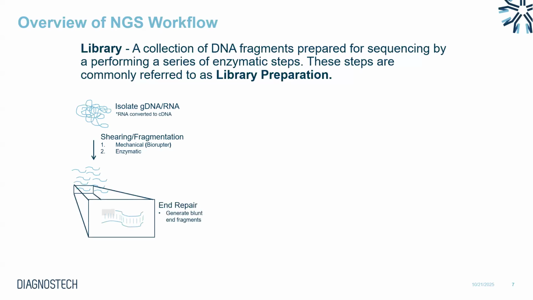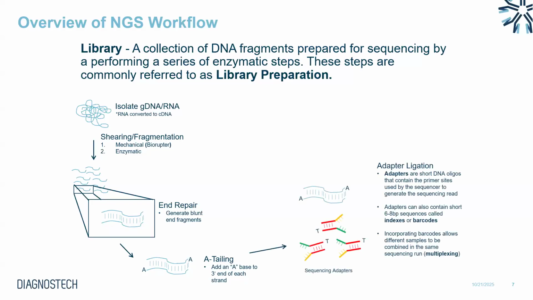You then perform end repair, and this generates blunt-end fragments that you can add an A onto, for A-tailing to the 3' end of each strand. And then you perform adapter ligation. So adapters are short DNA oligos that contain the primer sites used by the sequencer to generate the sequencing read. They can also contain 6 to 8 base pair sequences called indexes or barcodes, and incorporating these barcodes allows different samples to be combined in the same sequencing run, so it allows us to multiplex.